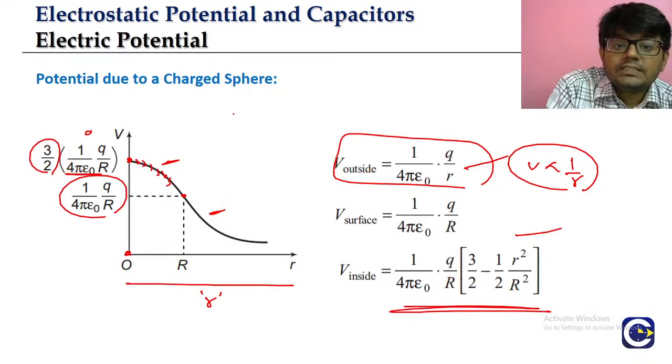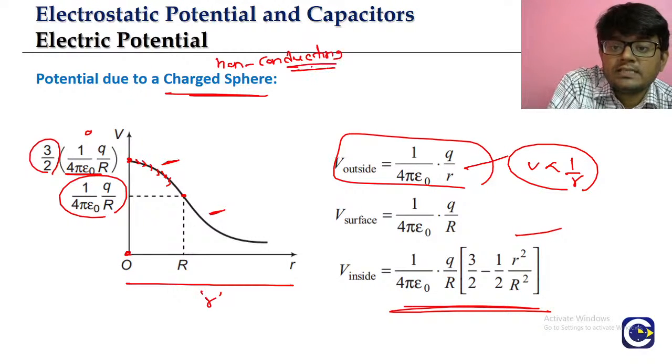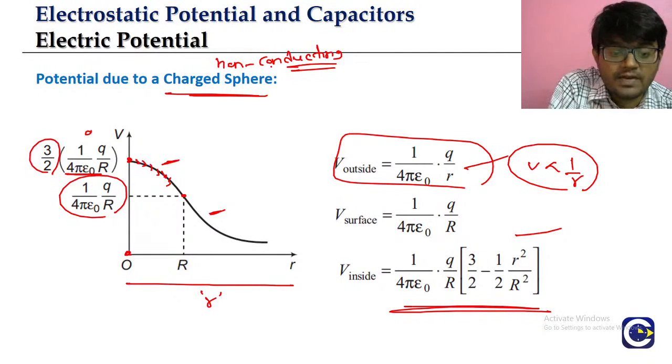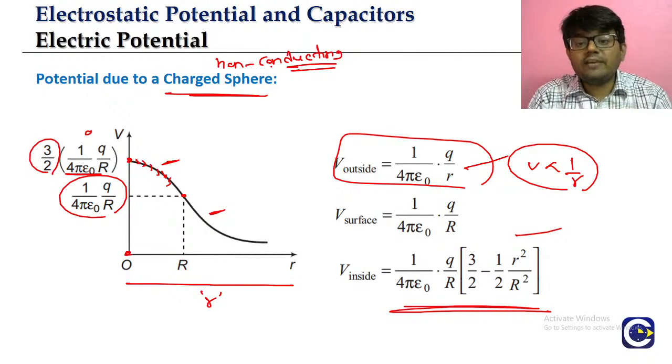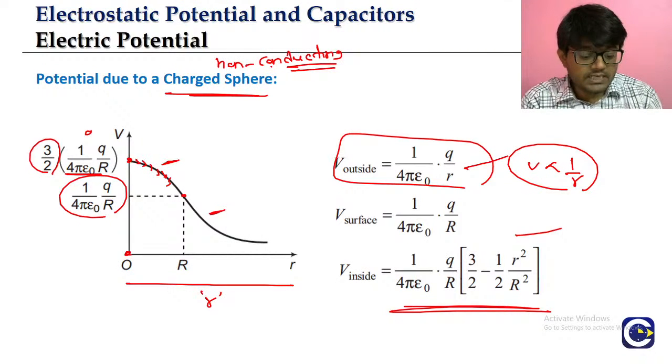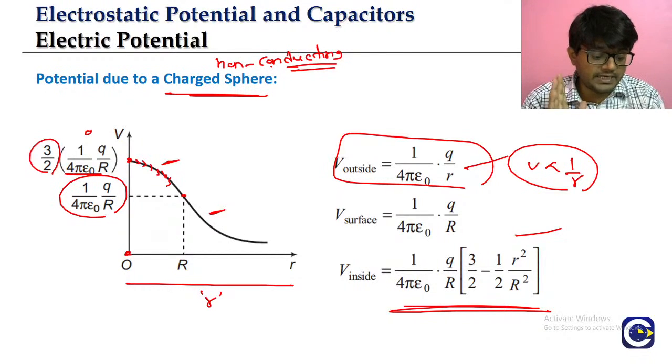Due to the charged non-conducting sphere. Why are we again and again saying non-conducting sphere? Because in this, the charge will be spread in the entire volume of the sphere. Here, the potential is going to be maximum at the center of the sphere. That will be 1.5 times the potential on the surface. So these formulas are important.